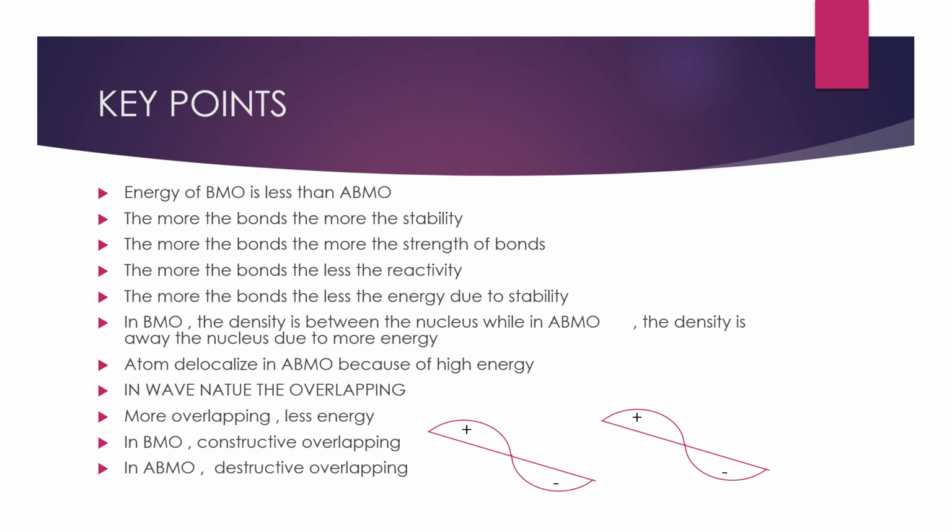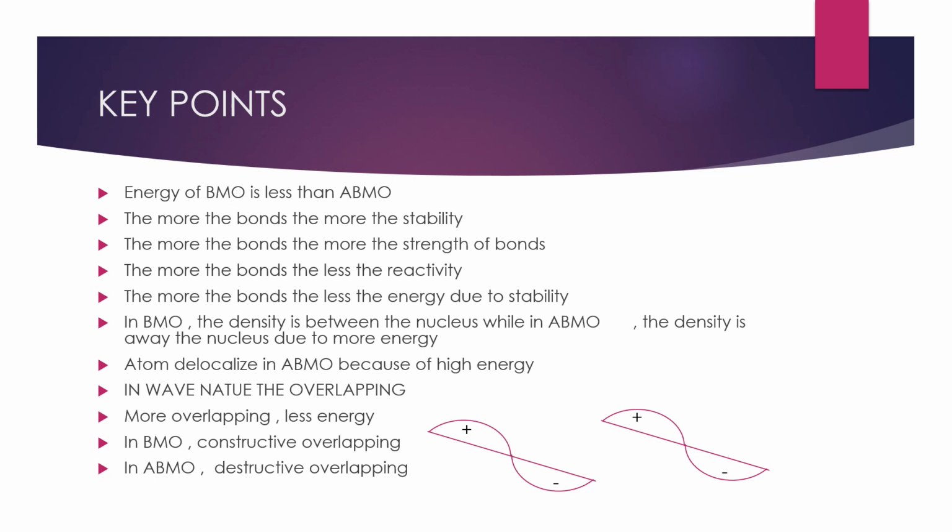So first of all, the energy of BMO is less than ABMO. We all know that BMO is less energy, so that's why it's much stable. As written in the second point, more bonds, more stability. That means the more the bonds, the more the stability, the more the strength. The more the bonds, the less the reactivity. The more the stability, the less the reactivity. The more the bonds, the less the energy due to stability.